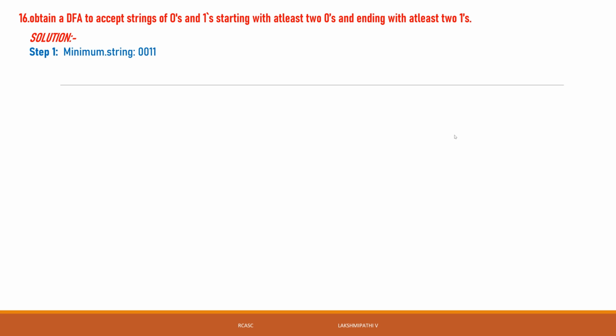That is the question: obtain a DFA to accept the strings of zeros and ones that start with at least 2 zeros and end with at least 2 ones. Now we consider the minimum string, because it starts with 2 zeros and ends with 2 ones. In between it is epsilon, it is empty. Why do we take 0011 as the minimum string? Because it starts with 2 zeros and ends with 2 ones.